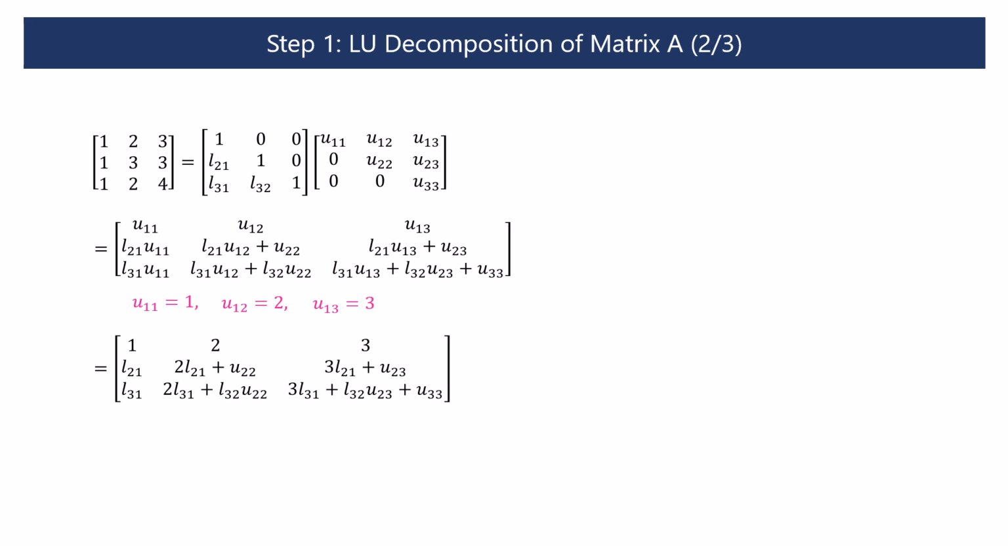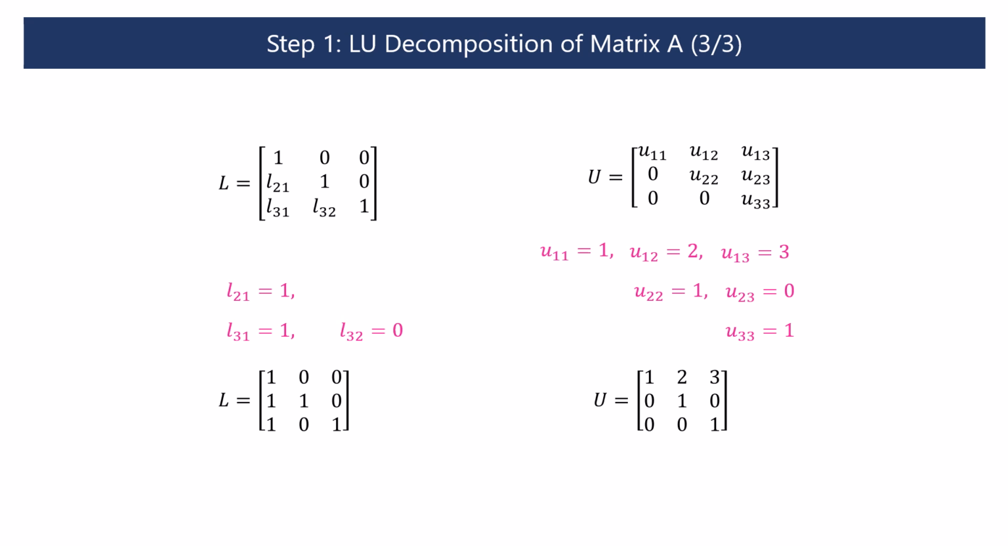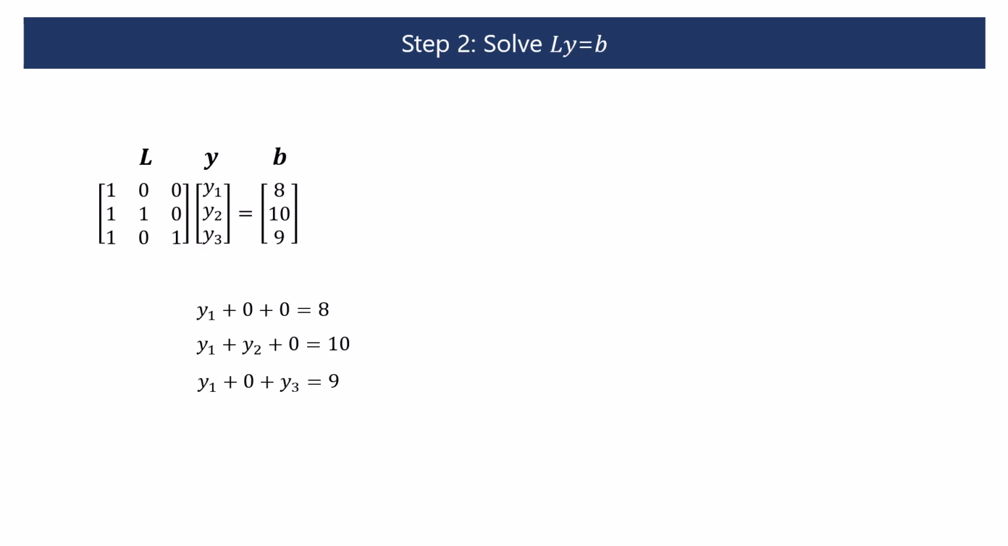Let's substitute these values. Repeating this process, we can find the values of all elements in the matrices L and U. Now, we have obtained the values of all elements in the matrix L and matrix U. We already have the matrix L and vector b with concrete values of all elements. So, using them, let's set up the system. Next, let's solve for each variable step by step.